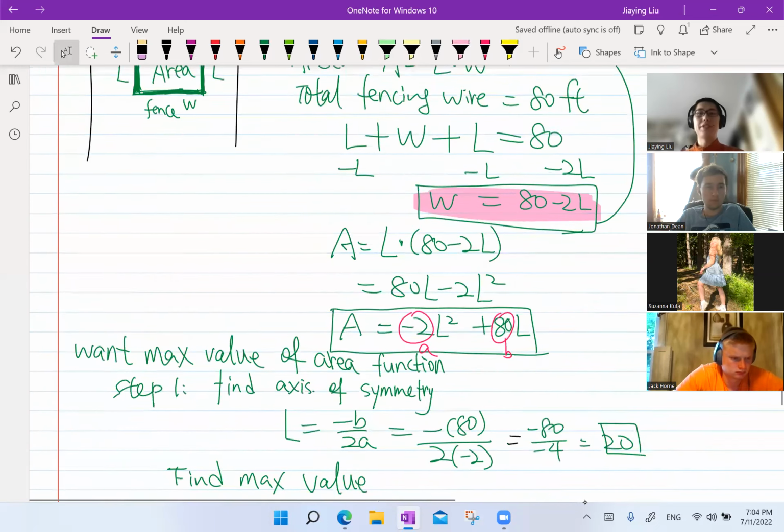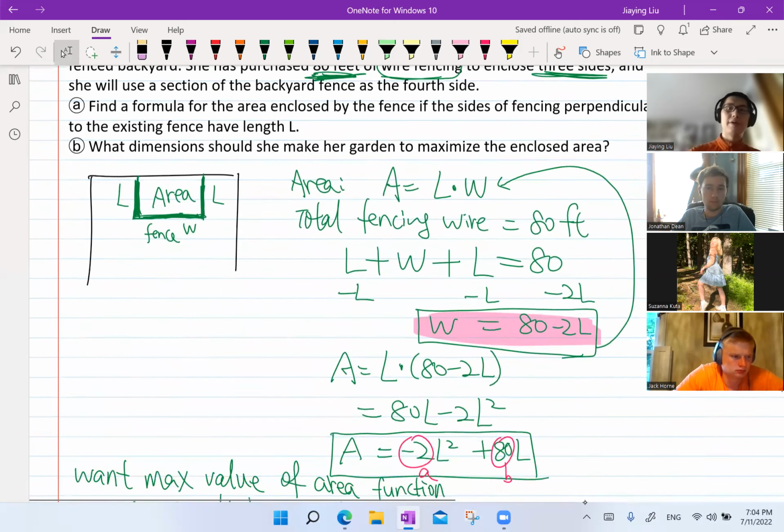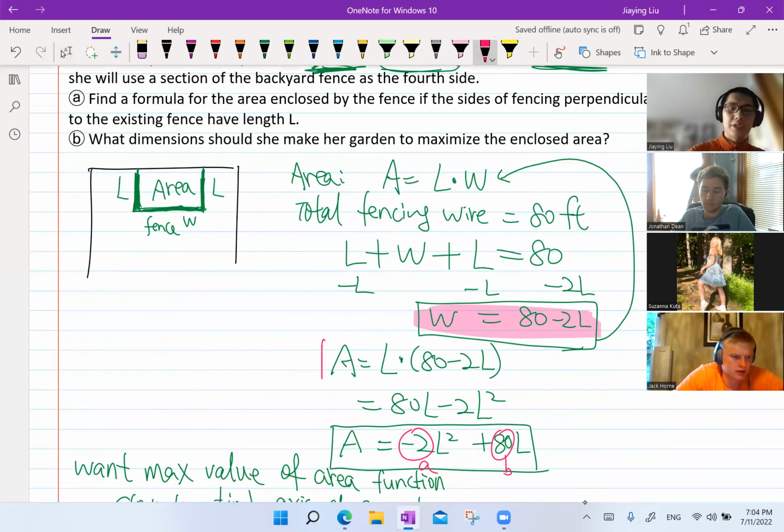But the setup is, obviously, we know the area for a rectangle, right? Length times the width. But in this case, we have to write the area in terms of one variable, not two, because if you have two variables, then we're going to have a problem. If area depends on length and width, then we don't know where to begin. But if the area depends only on one of the variables, then we'll be good.